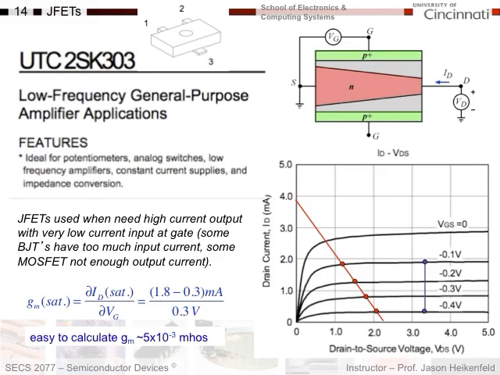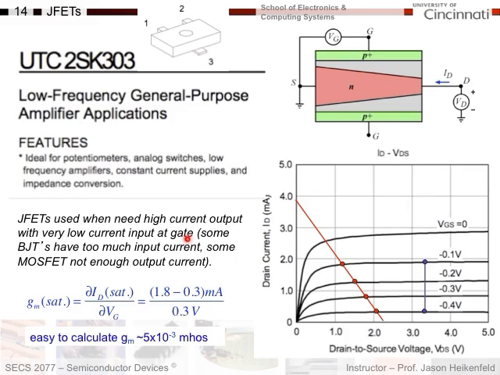Let's look at some examples. Here's a commercial part you could purchase. This is a low-frequency general-purpose amplifier. It's a JFET in this package here. And again, JFETs are used when you need a high output current, because this is a pretty conductive channel, with a very low input current at the gate.